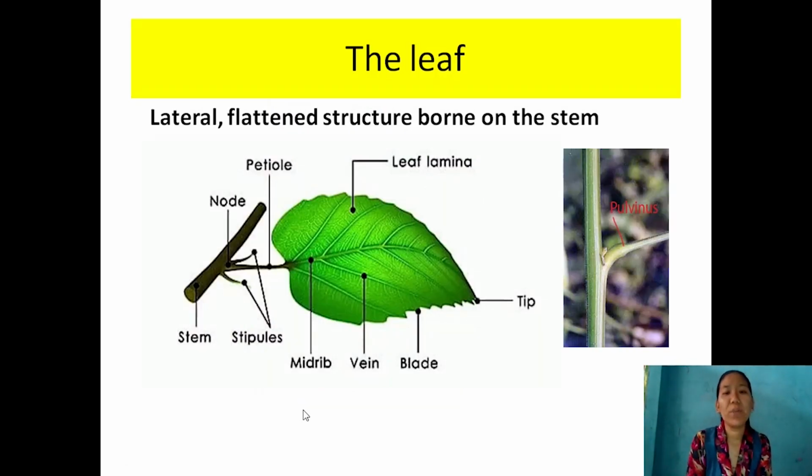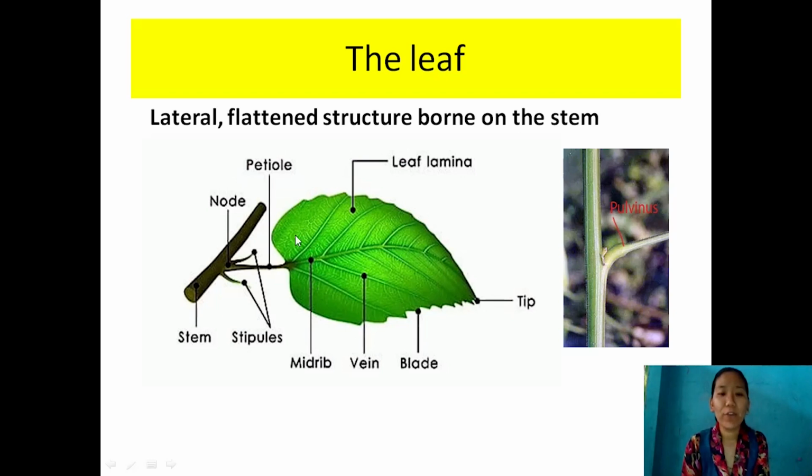Now the third topic is the leaf. Again, we discussed that leaves are the part which are borne on the stem, that is, they become an aerial part. The leaves are lateral flattened structures present on the stem, and they usually grow at the node. Wherever there is a node, there is a growth of a leaf.